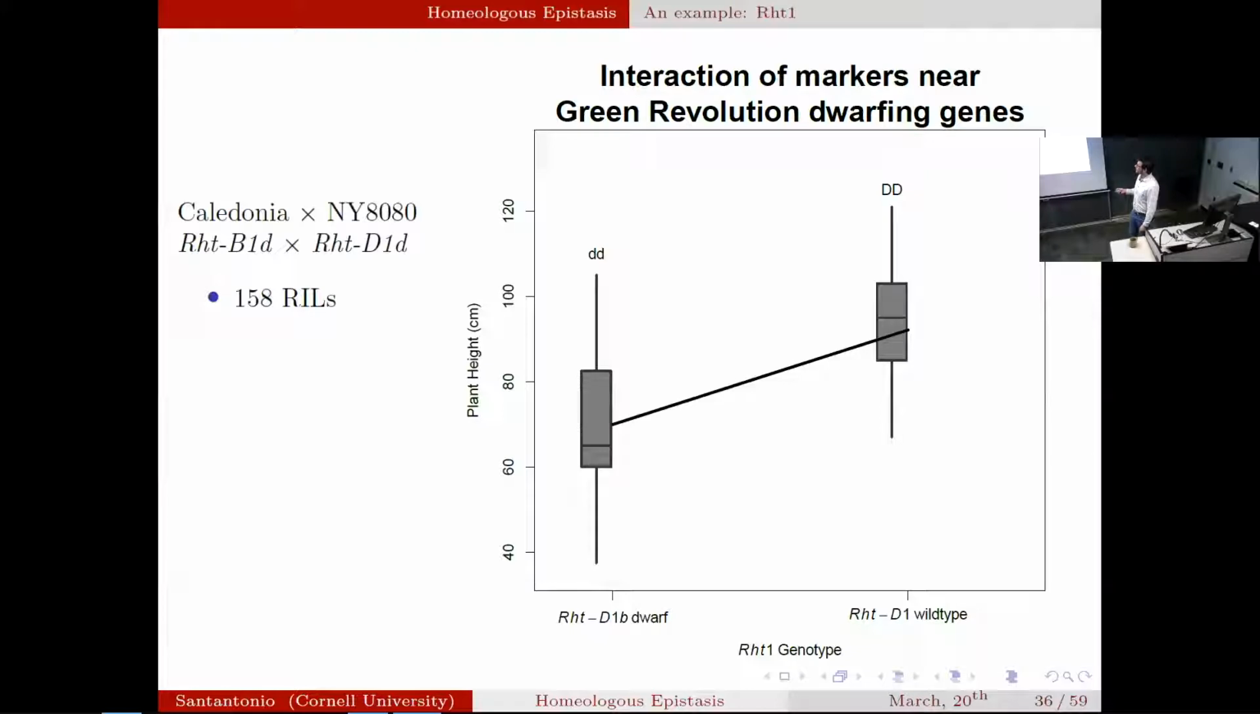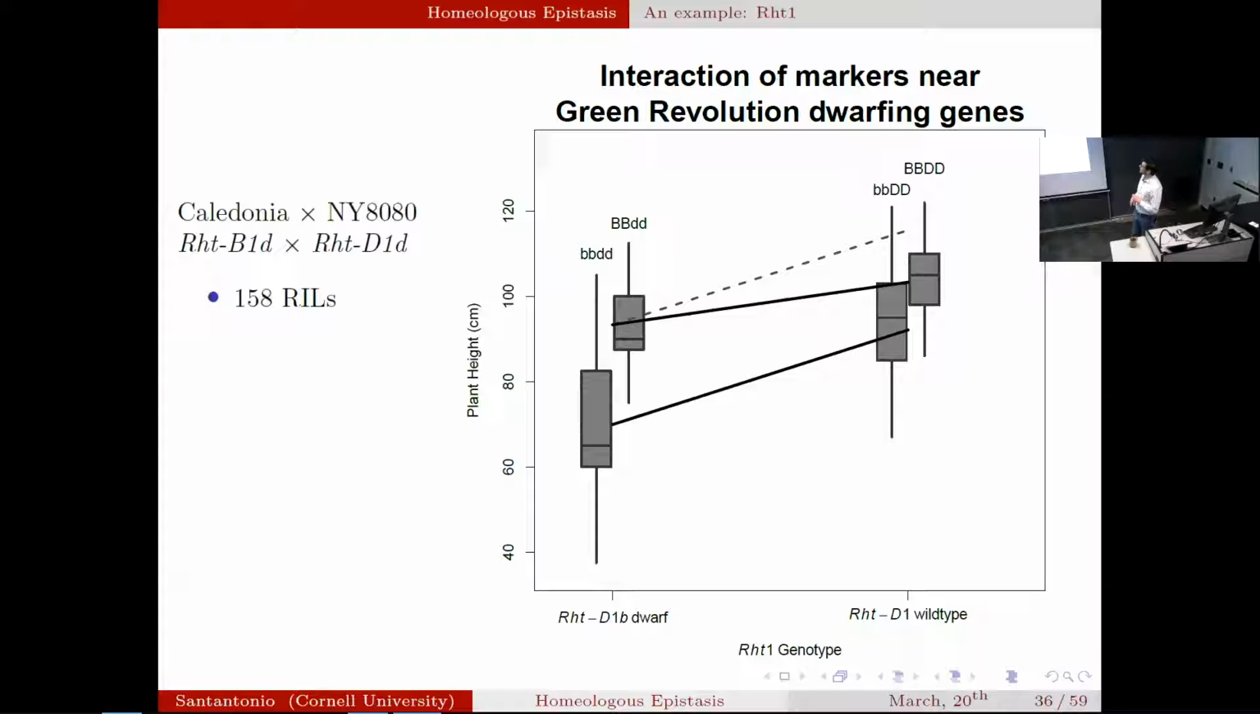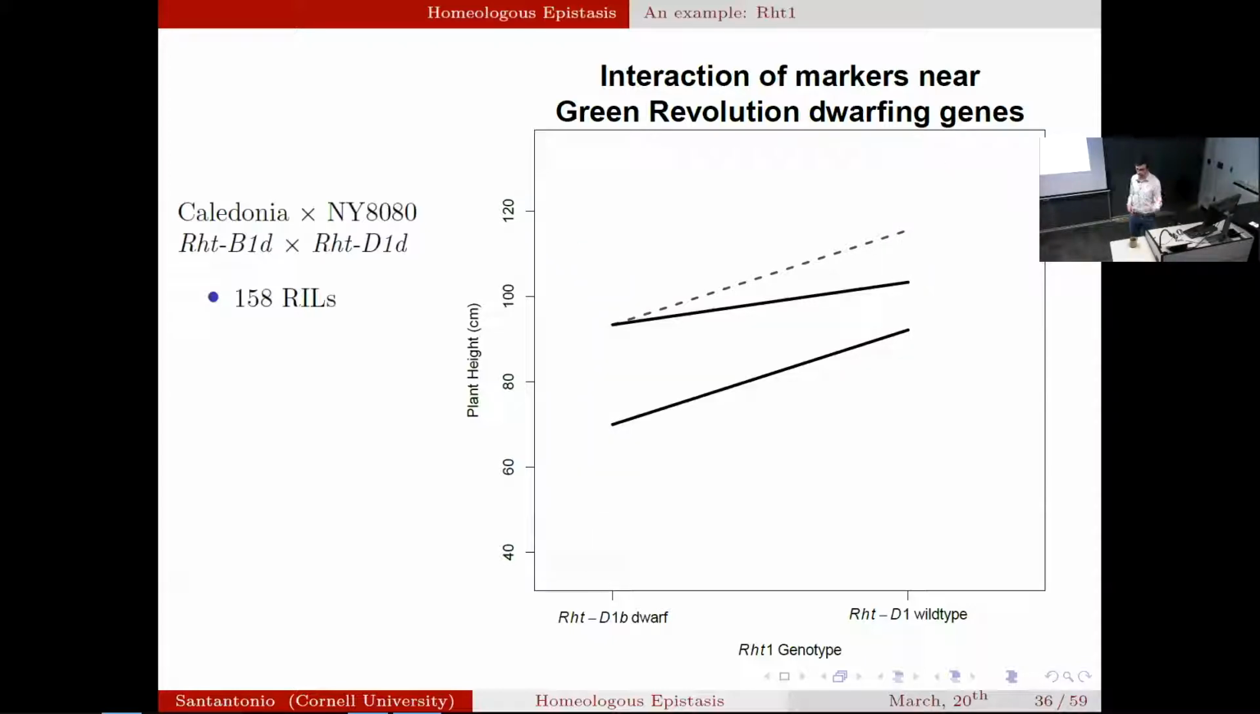But when we look at the mean of the population of the double dwarf, and then look at the effect of adding a wild type D allele, there's a linear response. Similarly, there's a linear response when we add a wild type B allele to the double dwarf. Based on additivity, you would expect the mean of the double wild type to be roughly here. But when we observe it, it is significantly lower than you might expect. So there's this deviation from the additive model, right? Classic epistasis, changing the slope.